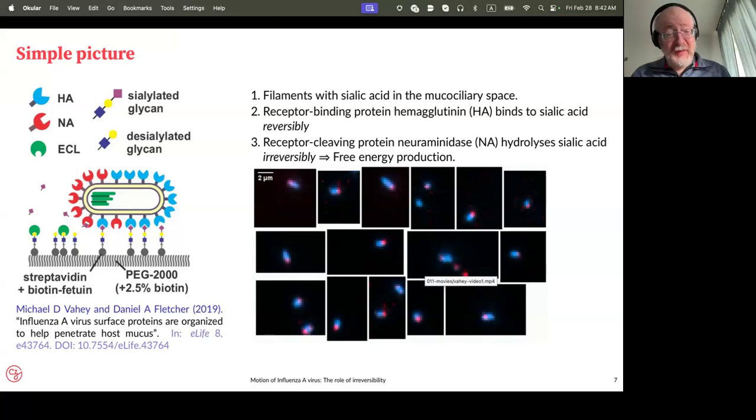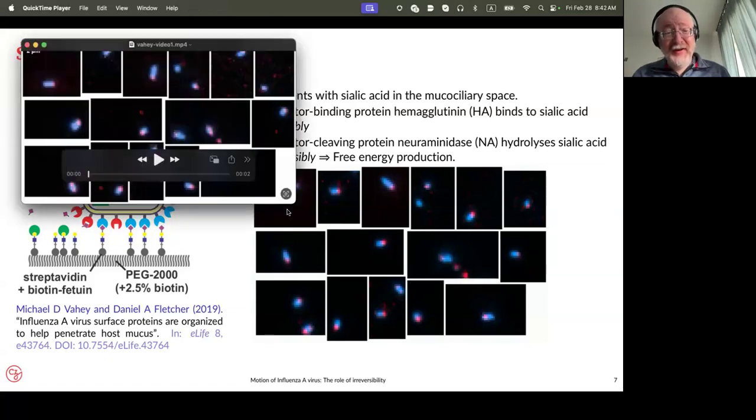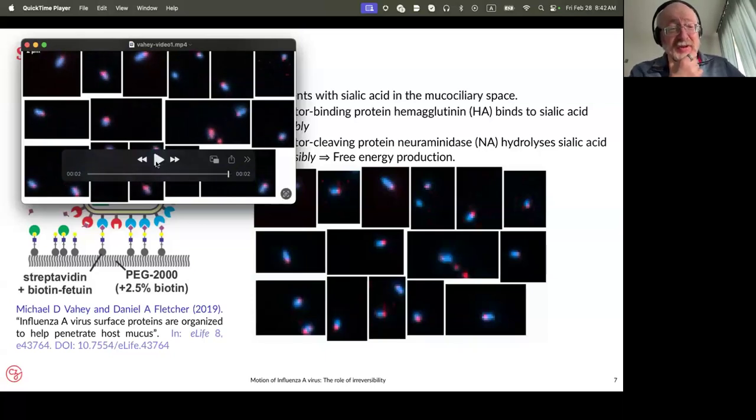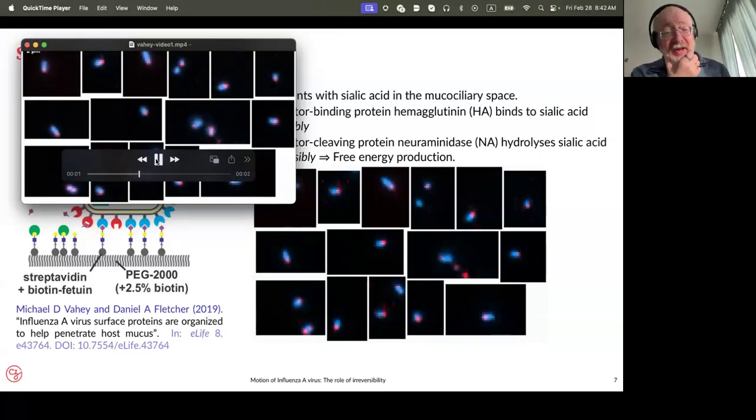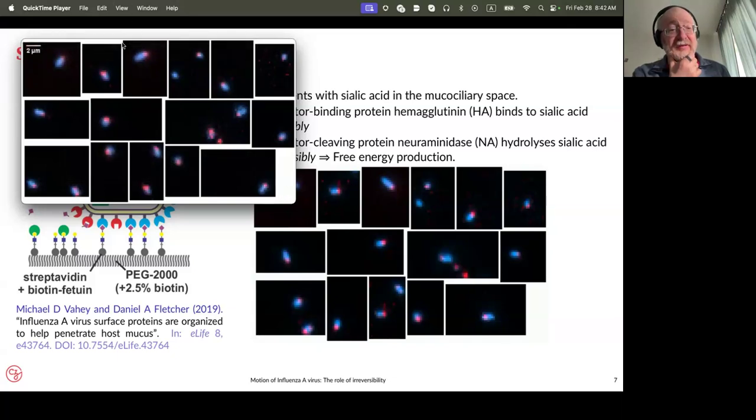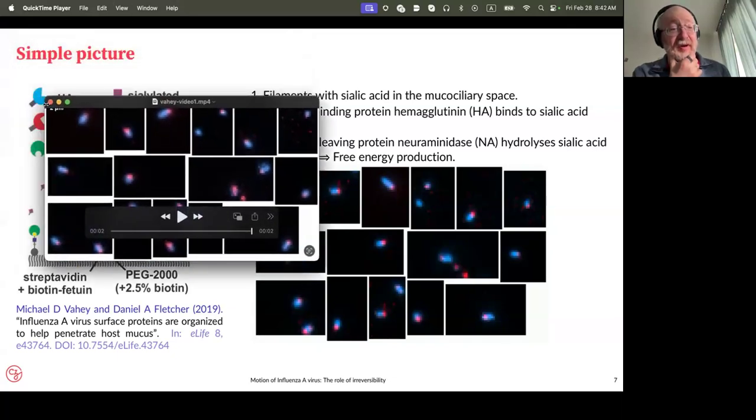Here are some movies from the paper by Fletcher and Wahi. I hope you can see it. They put in some cleavers and binders, and as you see, you have some sort of fast active motion. You have some sort of protein rockets which move around.